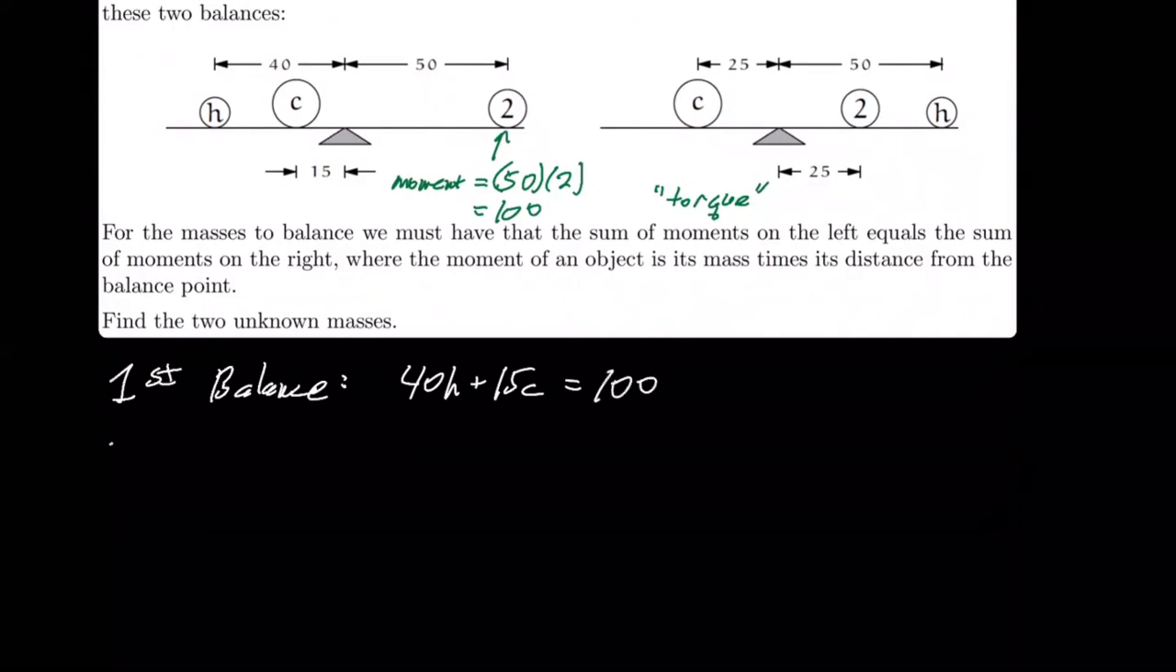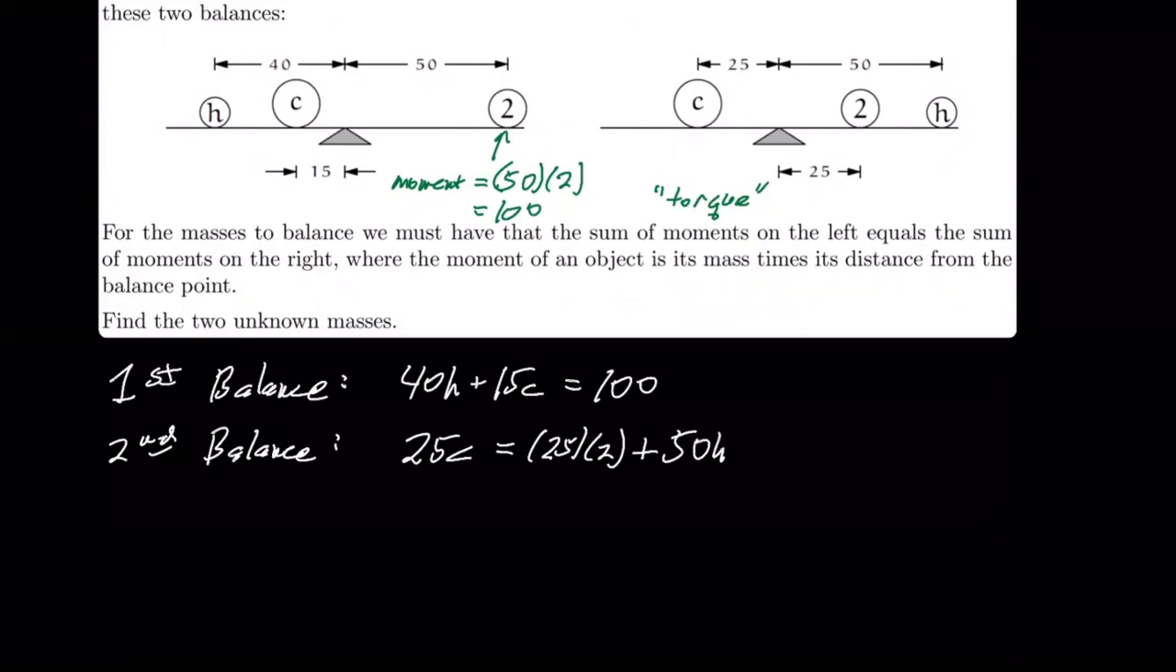And then the second balance gives us, just very similarly, you might stop, pause the video, try to write it down yourself and see if you get the right thing. I'll pause for a moment. Okay, you'll get 25C on the left, and then on the right, you get 25 times 2, since the 2 kilogram mass is 25 centimeters away, plus 50H.